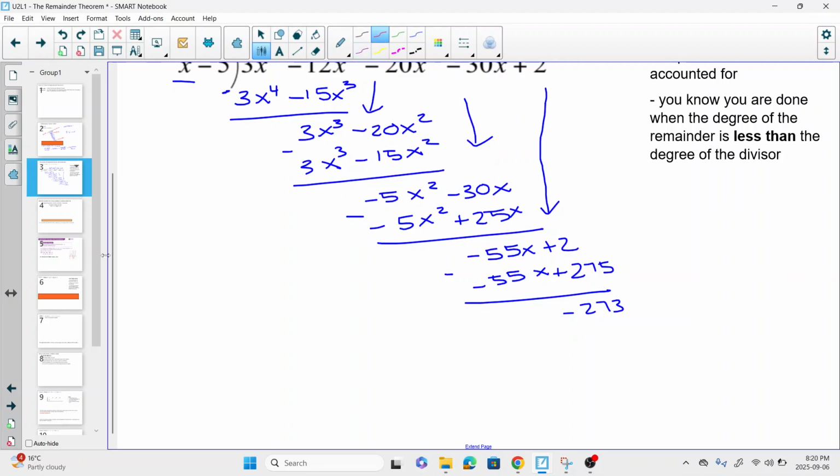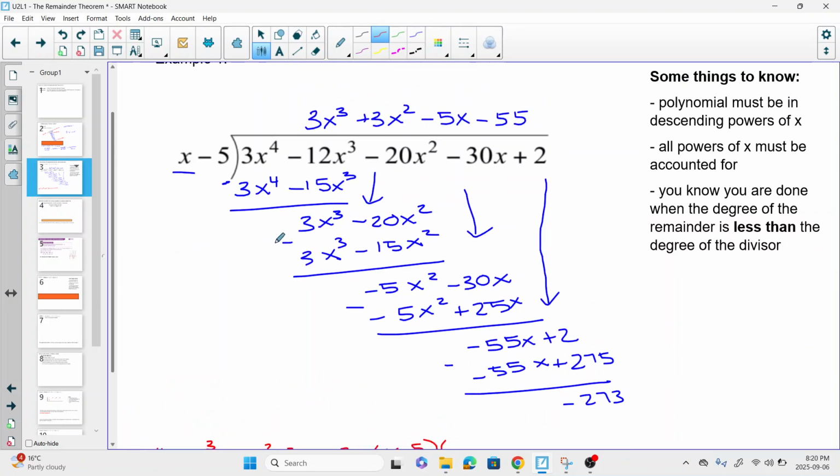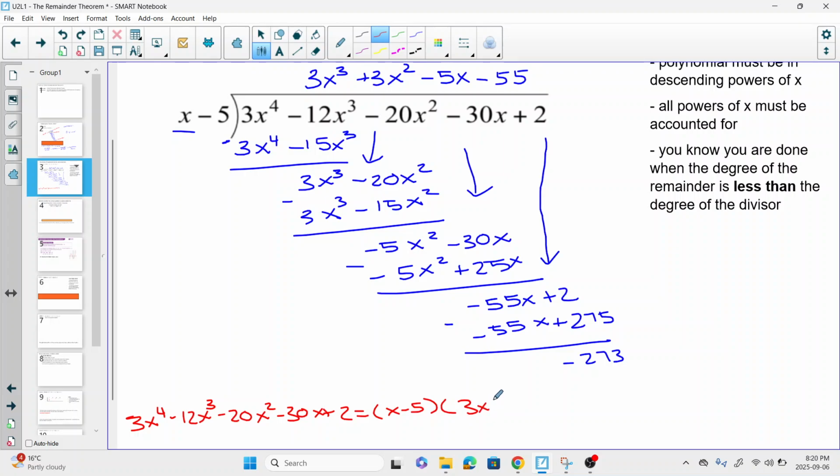So if I want to write this as a division statement, what I know is that 3x to the power 4 minus 12x cubed minus 20x squared minus 30x plus 2 is equal to this thing here, which is our divisor, x minus 5, multiplied by our quotient, 3x cubed plus 3x squared minus 5x minus 55, plus our remainder, which in this case is minus 273.